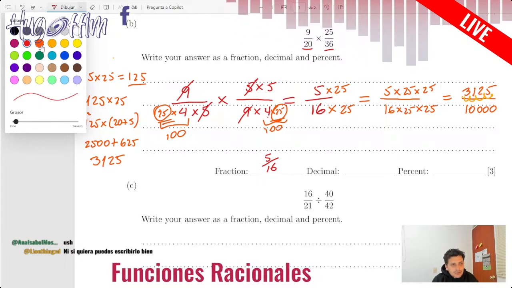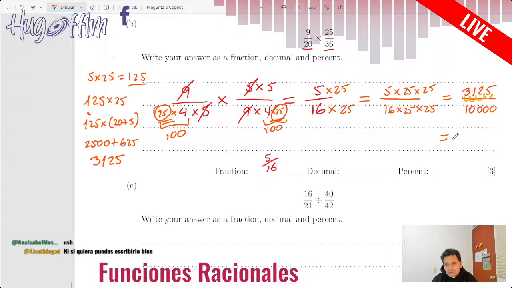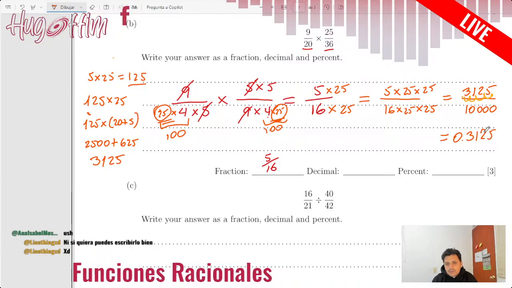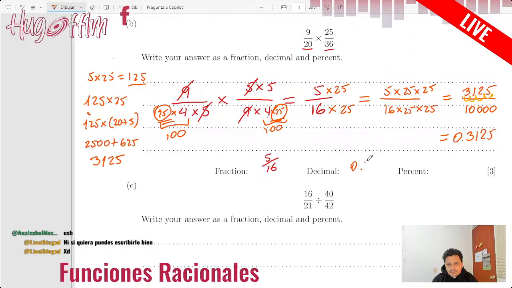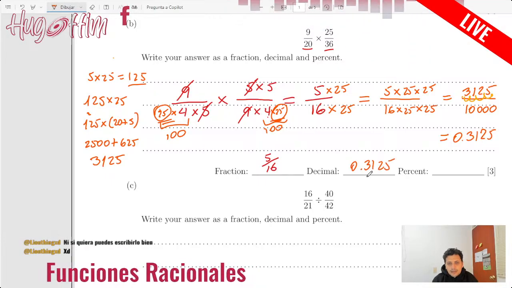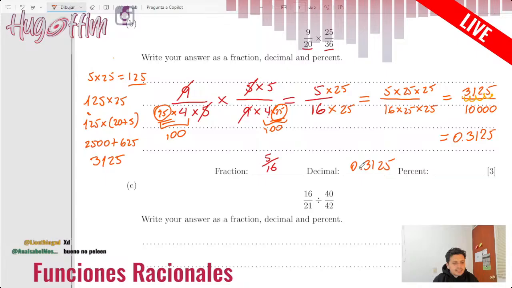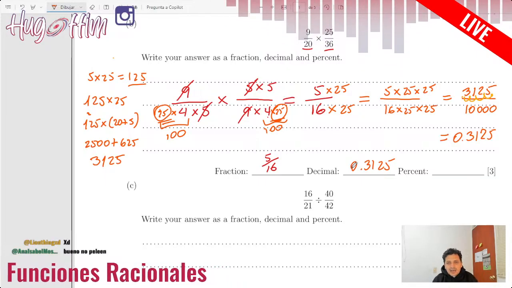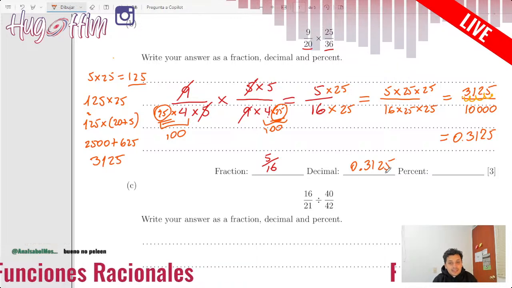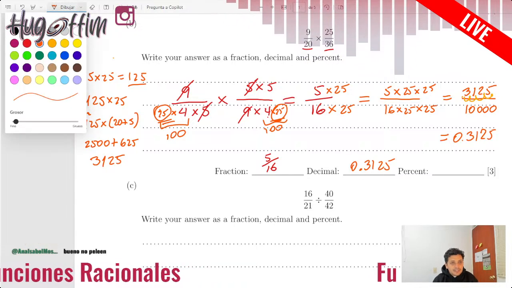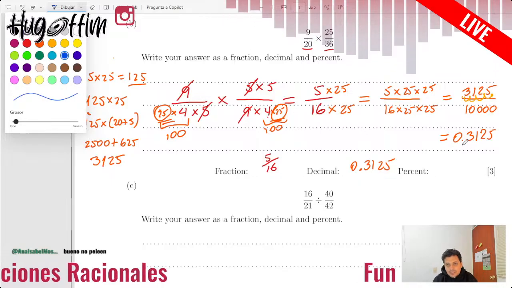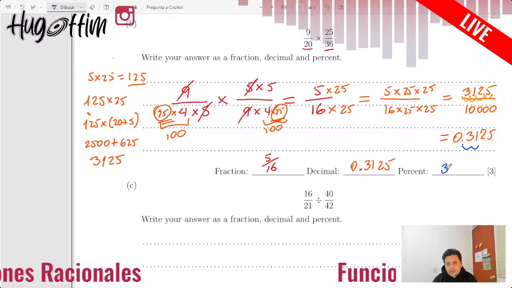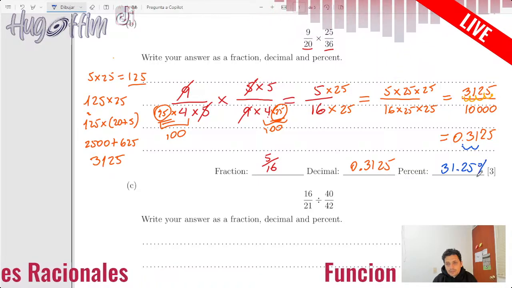essentially, I'm using orange, right? So the answer is going to be 3,125. That will be decimal 4. And if I want it as a percent, I just need to multiply by 100 the decimal, right? So if I multiply by 100, I just need to move the decimal point twice to the right. So it's going to be 31.25. Remember to put the percent.